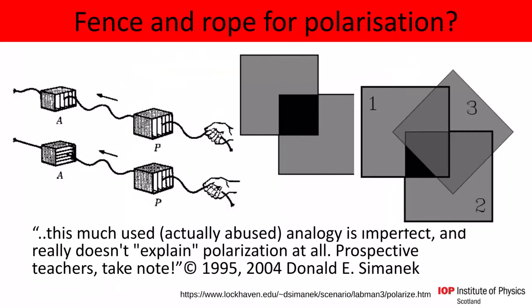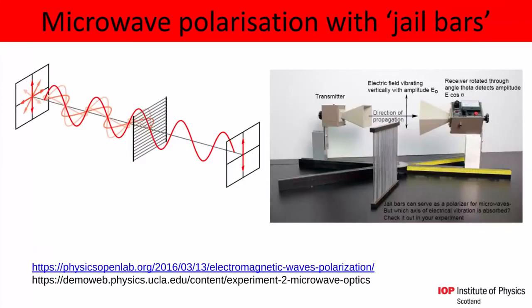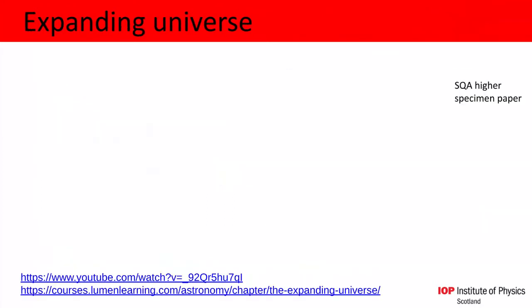Another imperfect analogy is the idea of a fence for plane polarization of electromagnetic waves. It kind of works for crossed polarizers, but it certainly doesn't work for the Dirac three polarizer. You can see the quote there from one of the references that I had mentioned earlier. And then it really falls down when you consider the jail bars experiment, where you've got vertical conductors, which soak up the electrical component and do the complete opposite of what the analogy might expect.